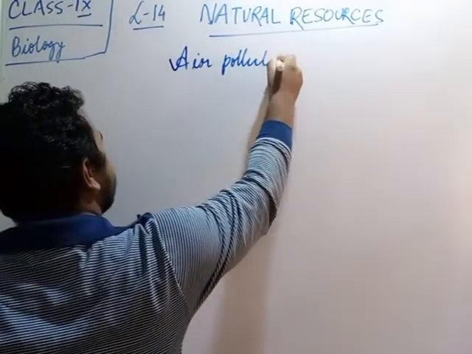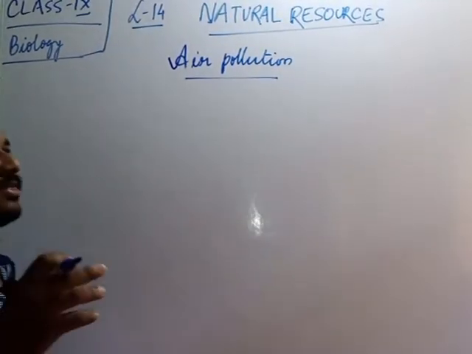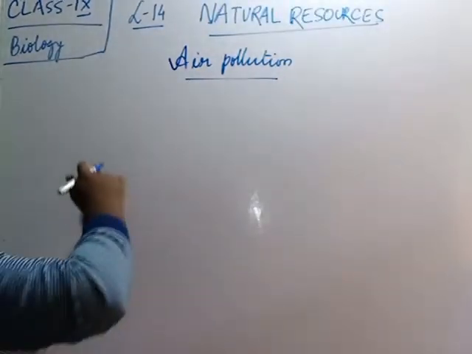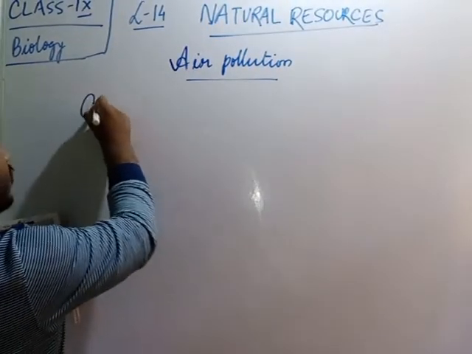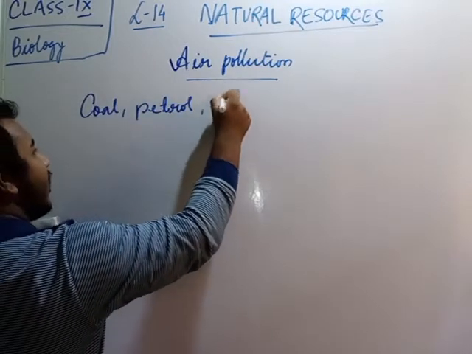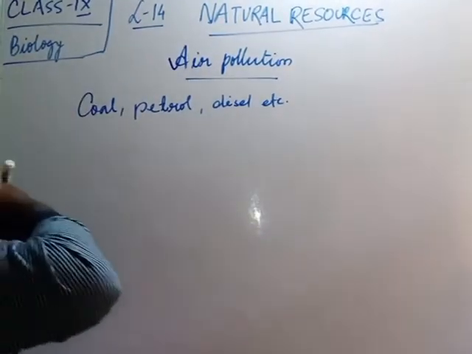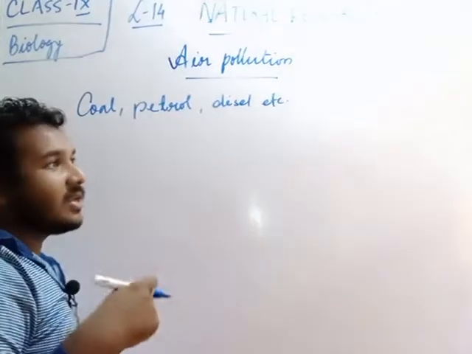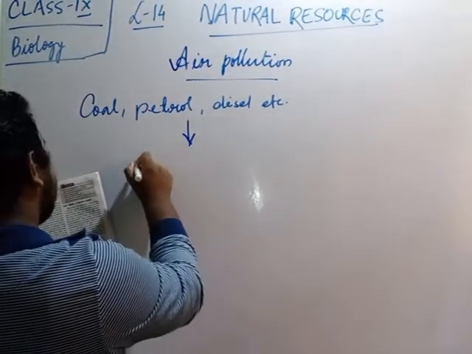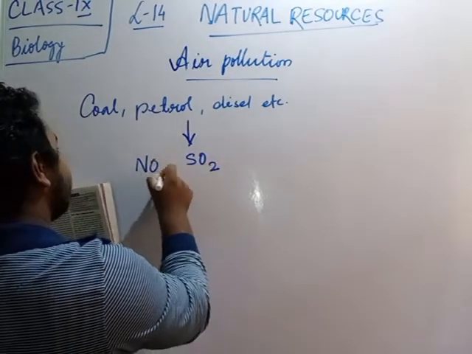Air pollution. Whenever we are burning something, the remaining particles mix with the nearby air. For example, we are burning coal, petrol, diesel, etc. We burn them, of course, for our various purposes, but they release some dangerous gases like nitrogen, sulfur dioxide, and nitrogen dioxide.